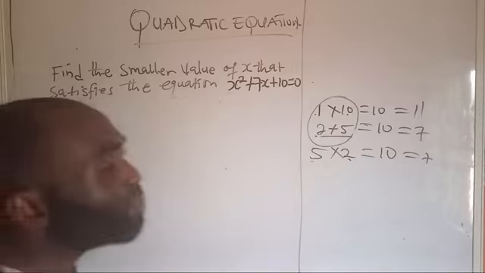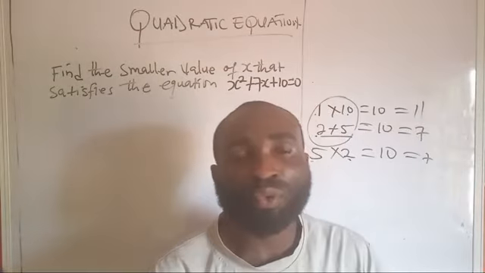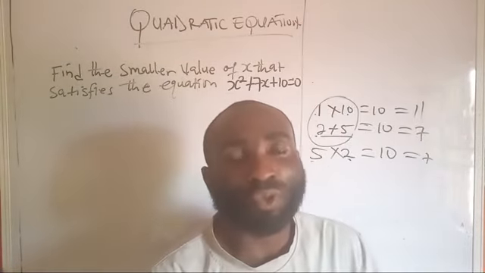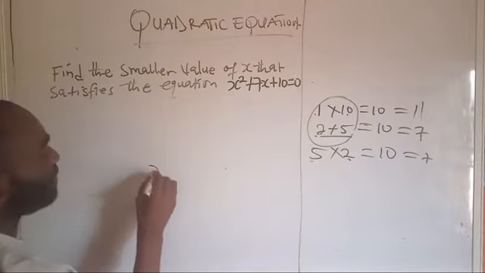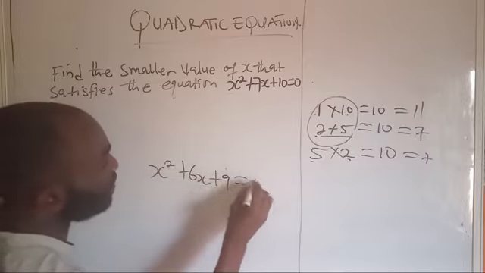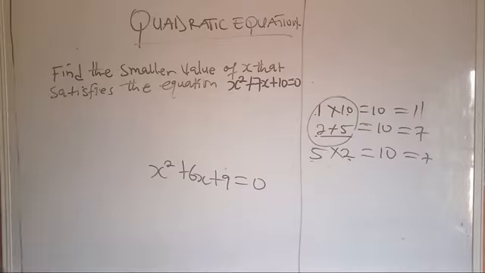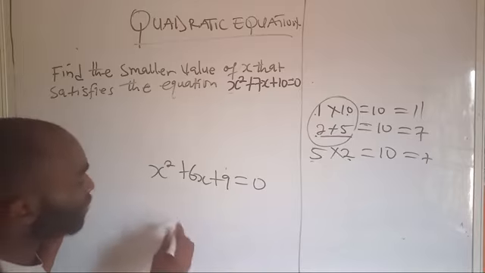So always check the multiples of the last term, what you're going to multiply. For example, when you have an equation like x squared plus 6x plus 9 is equal to 0, in this equation we check the multiples of 9.